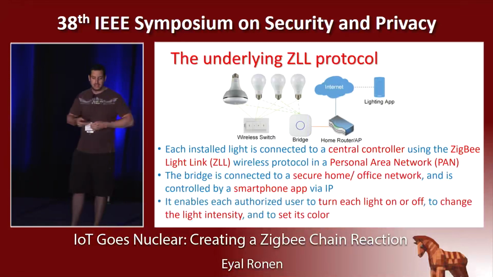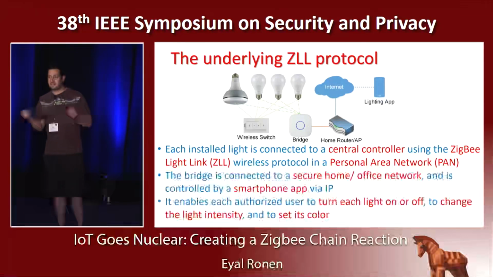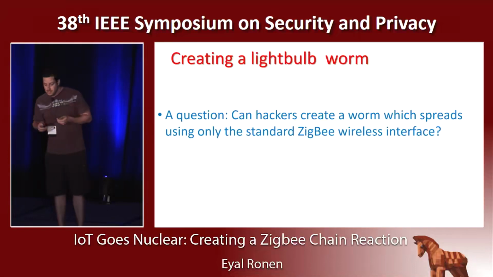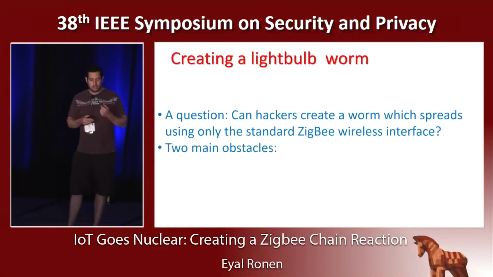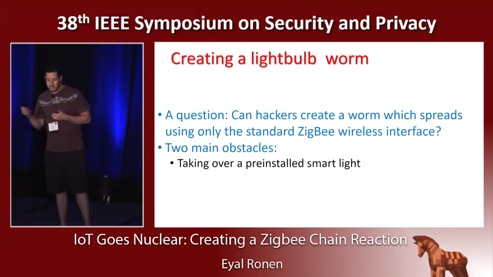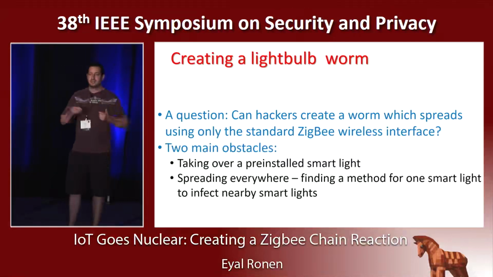And then the user can turn the lights on and off, change the color, and other stuff that's supposed to be very, very cool. Okay, so we tested the idea of creating a worm, which basically spreads between lamps using only the standard Zigbee wireless protocol. To do that, we need to overcome two main obstacles. The first one is how to take over a pre-installed light that resides in a different PAN with an unknown encryption key. And after we are able to do this, we need to find a way to cause this light to spread the infection and attack its nearby neighbors.